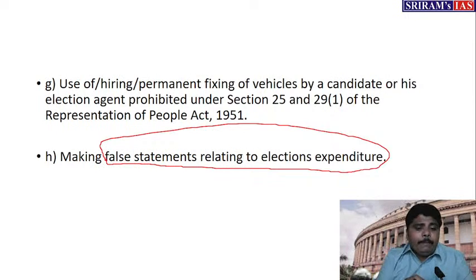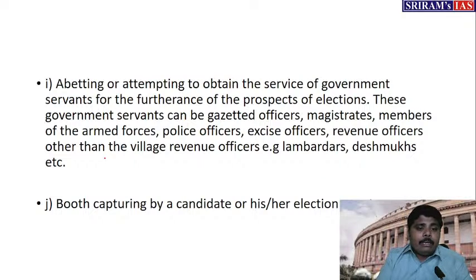So here the question is all about the corrupt practices. Many of these will be known to us, but some may look very peculiar and new to us, and these inputs are again a major reason why there is a chance of doing these things resulting in nullification of the result. Abetting or attempting to obtain the service of a government servant in furtherance of the prospects of election.